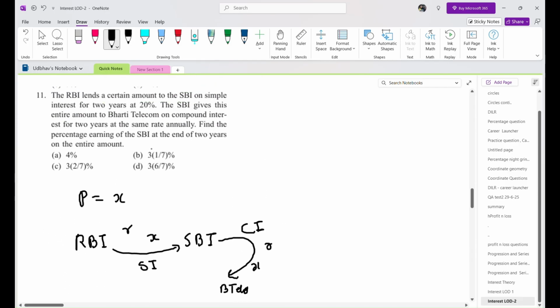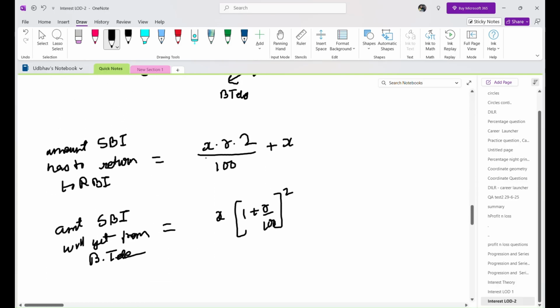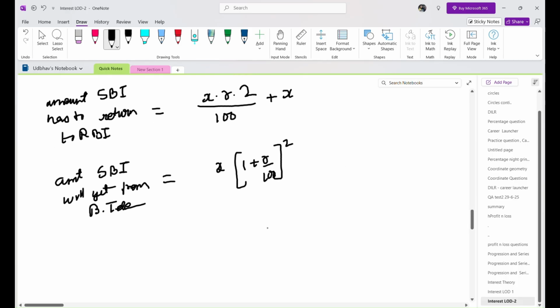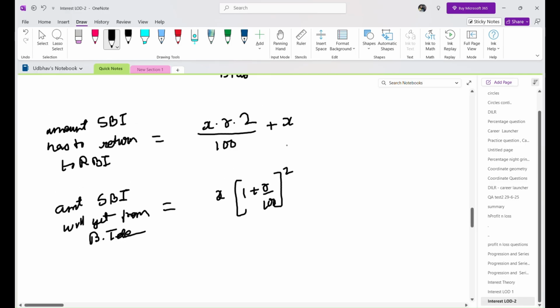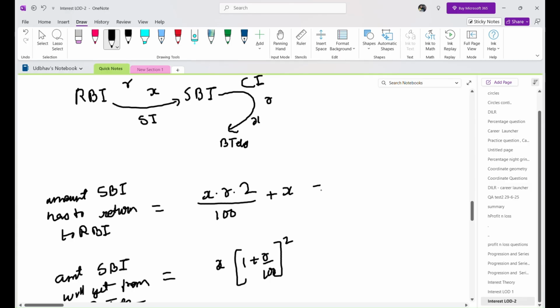Find the percentage earning of SBI at the end of 2 years. How much profit did he make? Obviously this is compound interest, this will be more than the simple interest. So SBI will get more money and it has to return less money. So obviously they are earning, they are playing smart. So we have to subtract this from this. We can first solve this thing more.